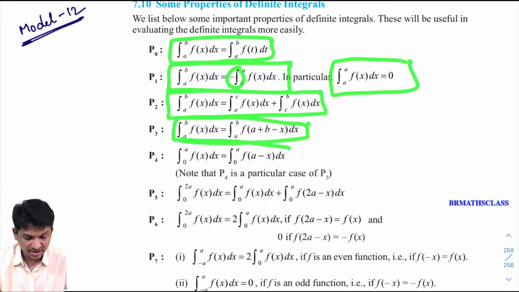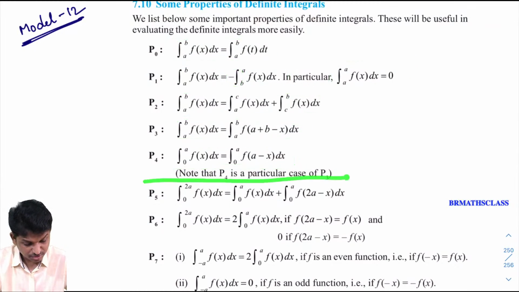What is the sixth property? Integral of 0 to a f of x dx is integral of 0 to a f of a minus x dx. Okay. Now, you see this property. You see this property.